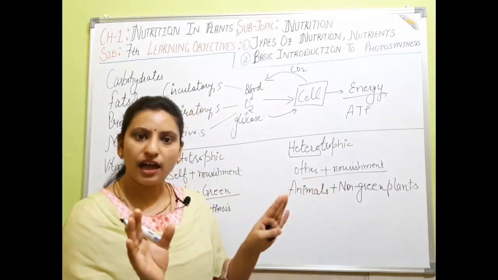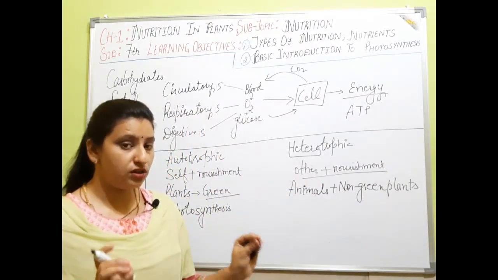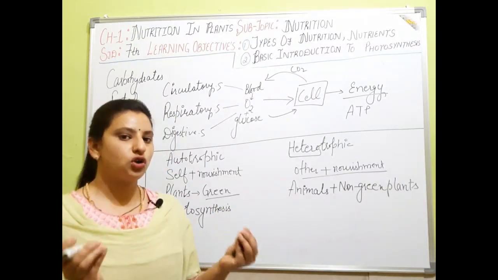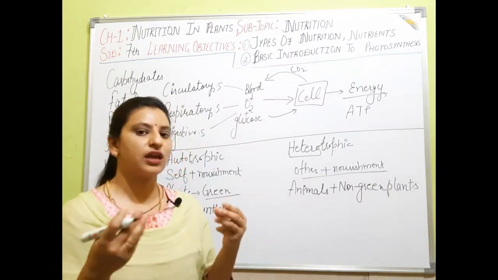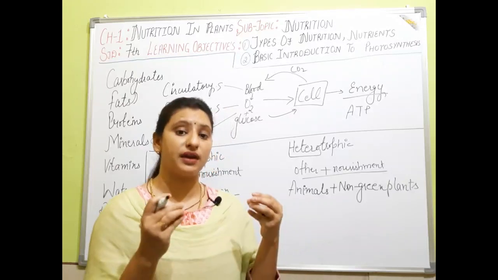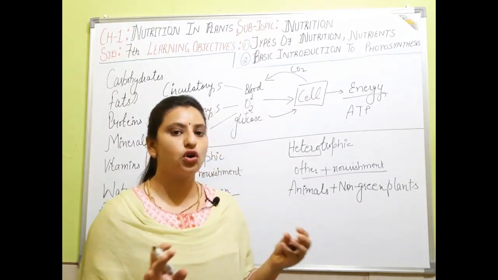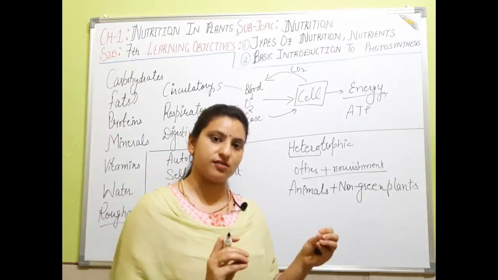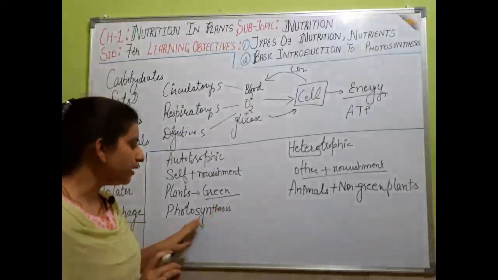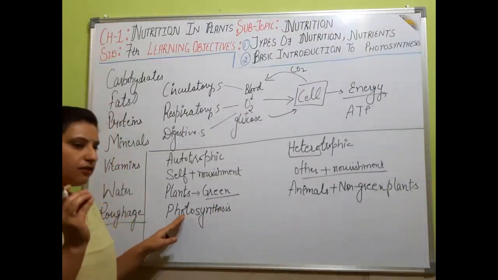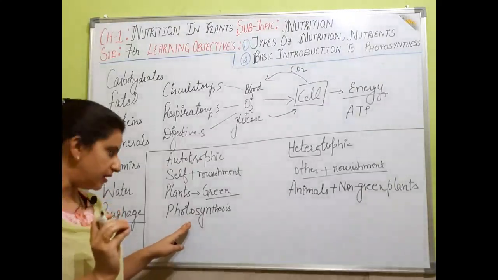So they do not have green color because they do not have chlorophyll. Many more plants do not have chlorophyll in them, so they are not capable of preparing their own food. They do not undergo the process of photosynthesis. So these are the two main modes of nutrition, and I would like to add one more thing here.